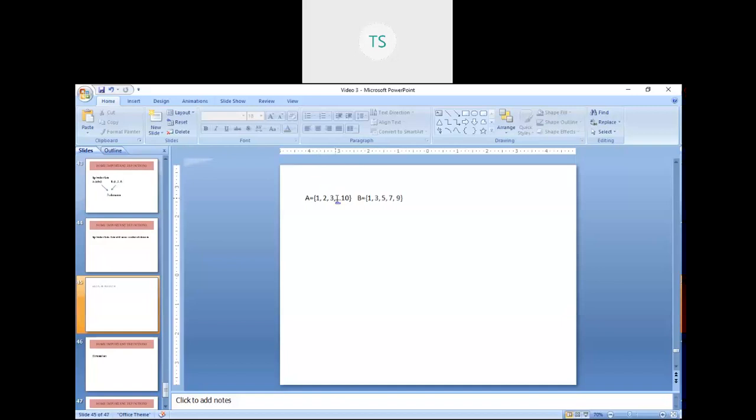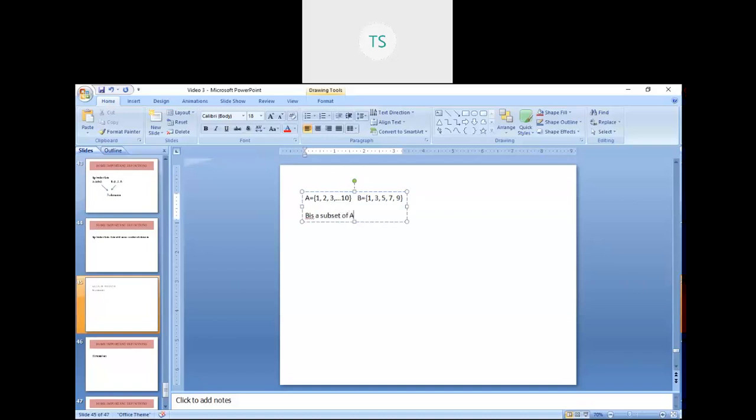But capital A has some extra elements, and those extra elements are 2, 4, 6, 8 and 10. These are the extra elements of capital A other than capital B. So in this case, whenever all the elements of capital B are also the elements of capital A, and capital A has some extra elements, then we will write capital B is a subset of capital A.